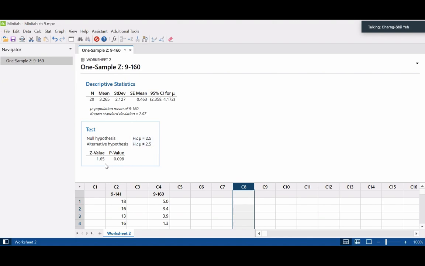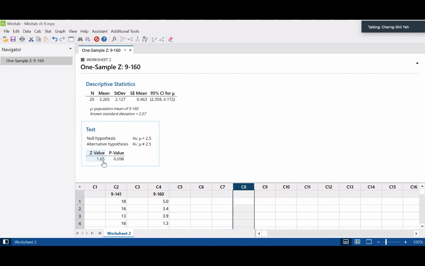And all the values reported here are your test statistic and p-value, which is the probability under the standard normal distribution that's greater than your test statistic. So what's missing here? Critical value is not given to you. Okay? Critical values are not given to you.